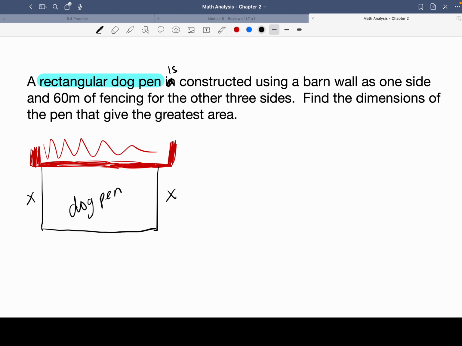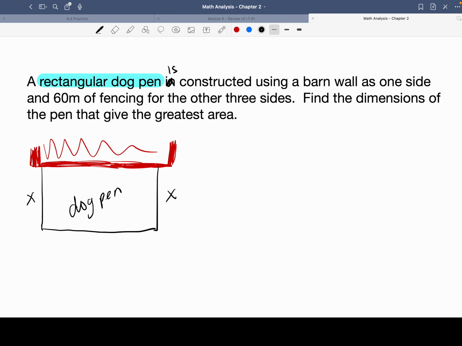So we know 2 sides are going to be the same. The other 2 sides are also going to be the same. But the difference is that we're using the barn side for one of those sides, right? So the idea is that we probably will be looking at maximizing that length.